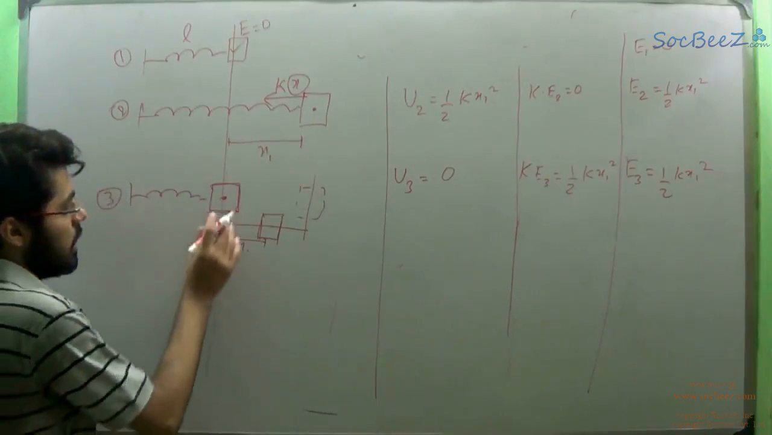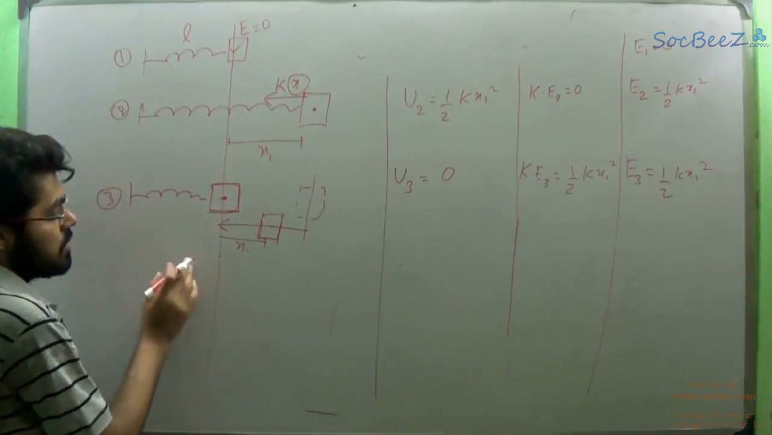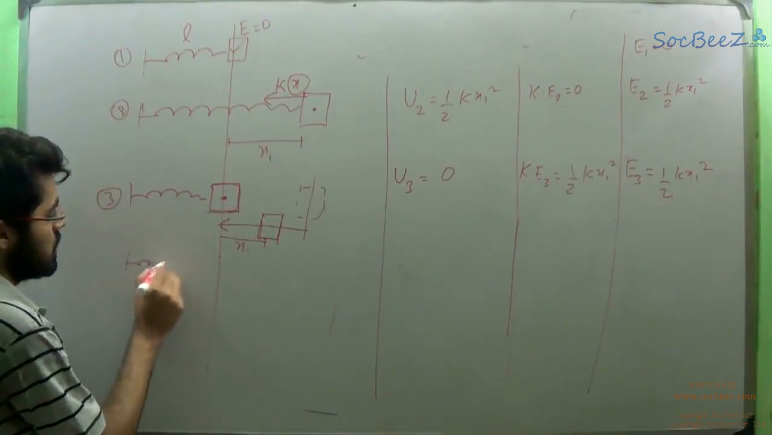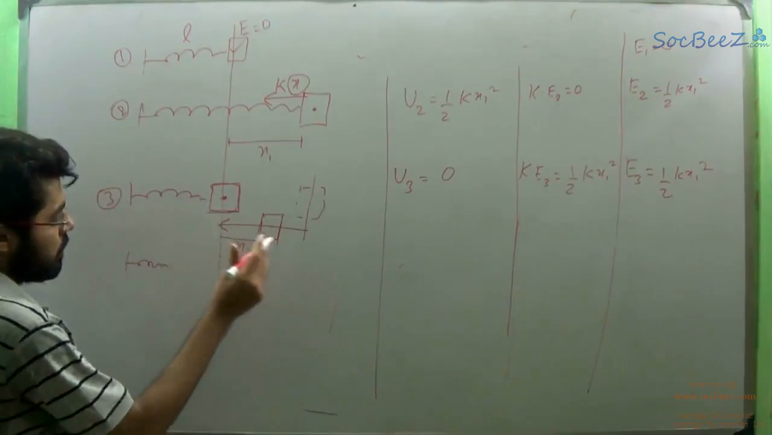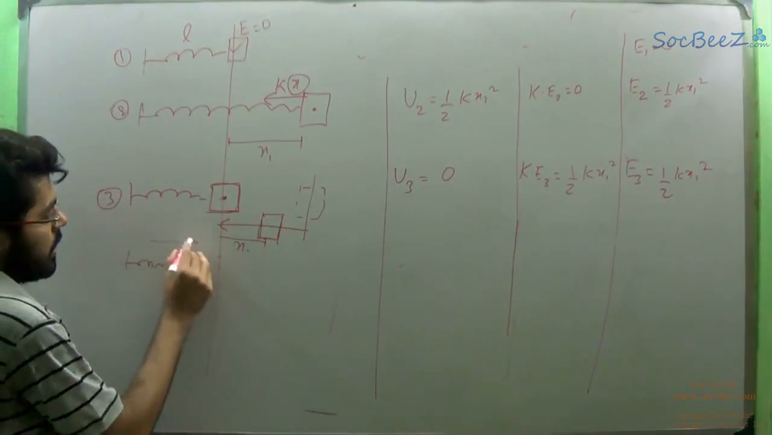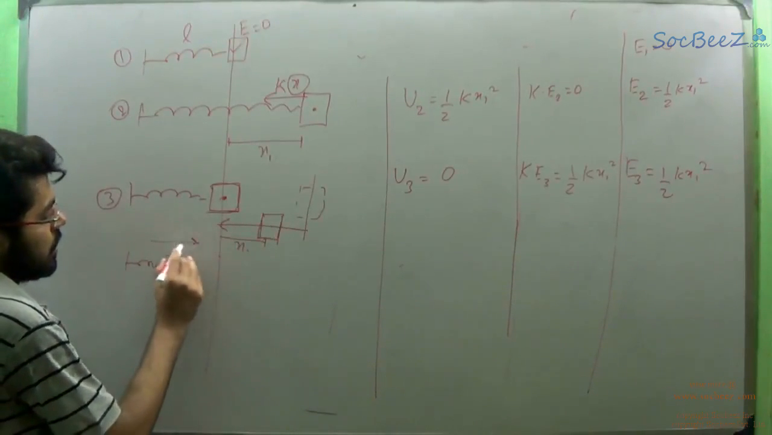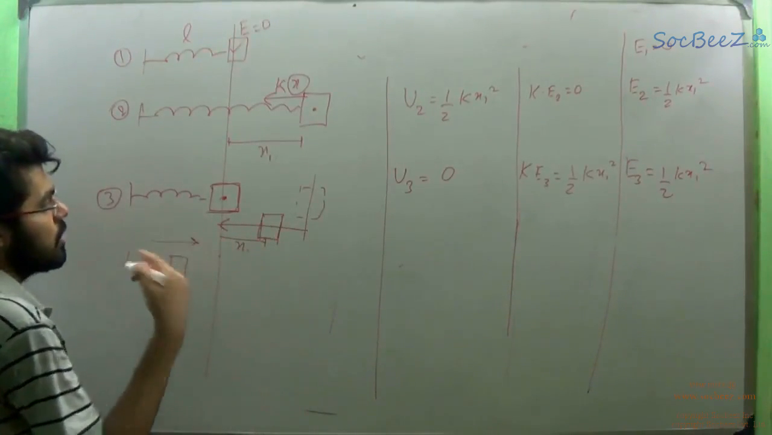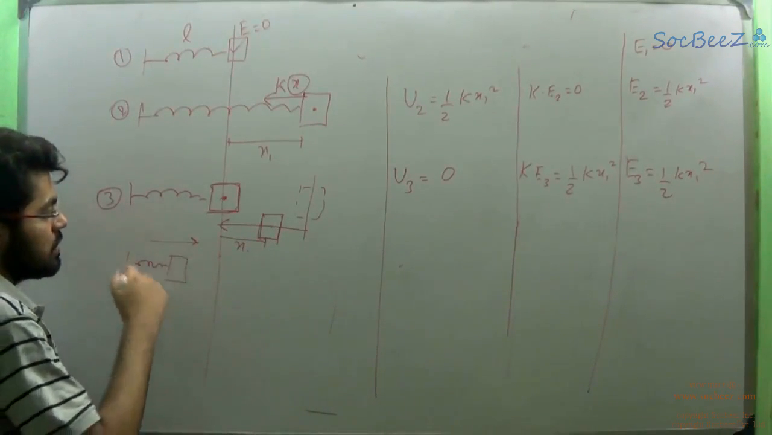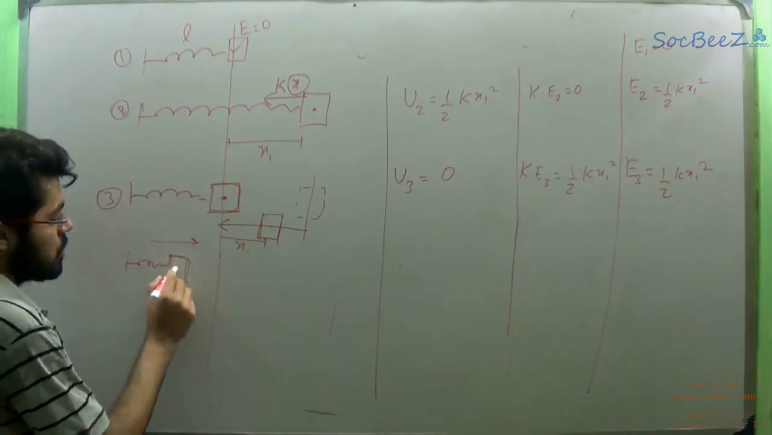So what do you think? Will the block stop here or move forward? Basically, because of inertia, it will oppose this spring. Because of inertia, it will further move away. Now, when it further moves inside, a retarding force starts acting to pull it back, and that will also be kx. So slowly its velocity will decrease, kx will increase. At a point, it will stop.